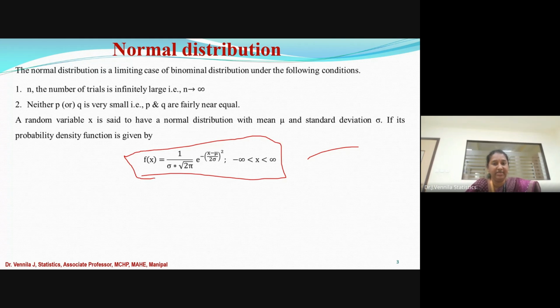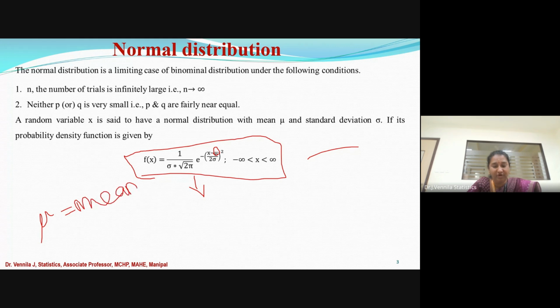f(x) is equal to 1 by root 2 pi into sigma into e power minus (x minus mu) whole square divided by 2 sigma square. Okay, this is the formula. Now Laplace found out this normal distribution. Once he found that, he again applied the limit. See here, mu means mean. Okay, mu means mean.